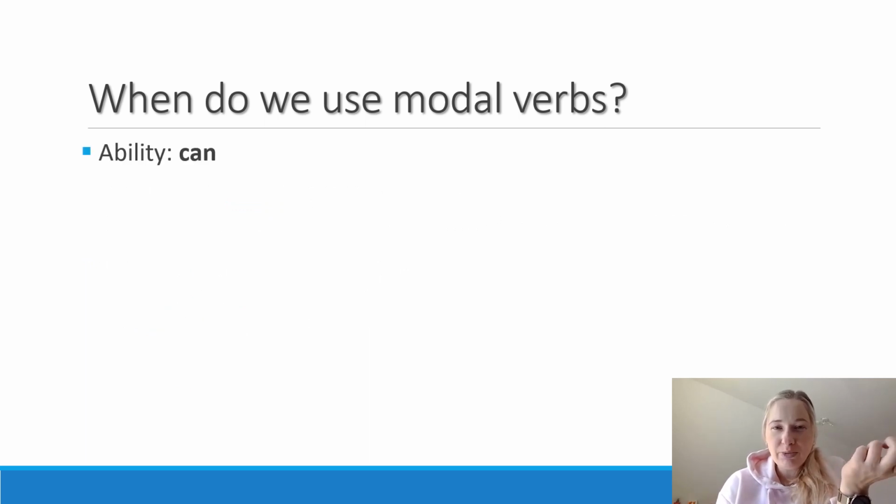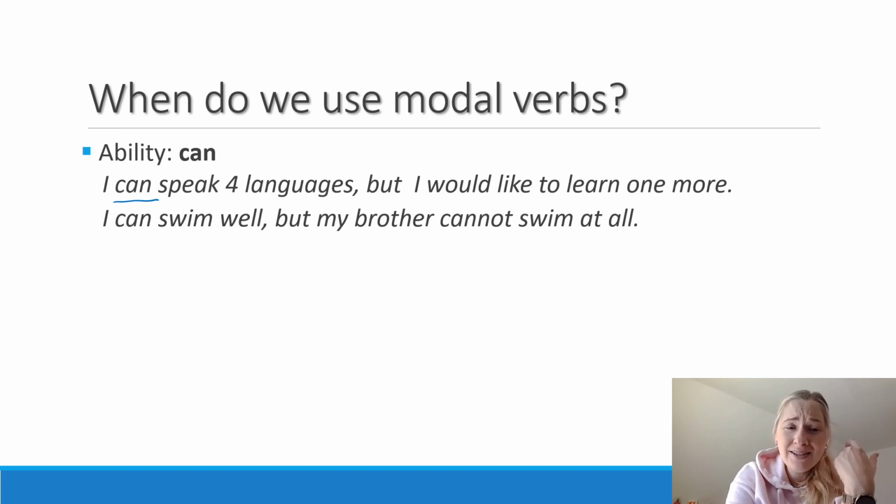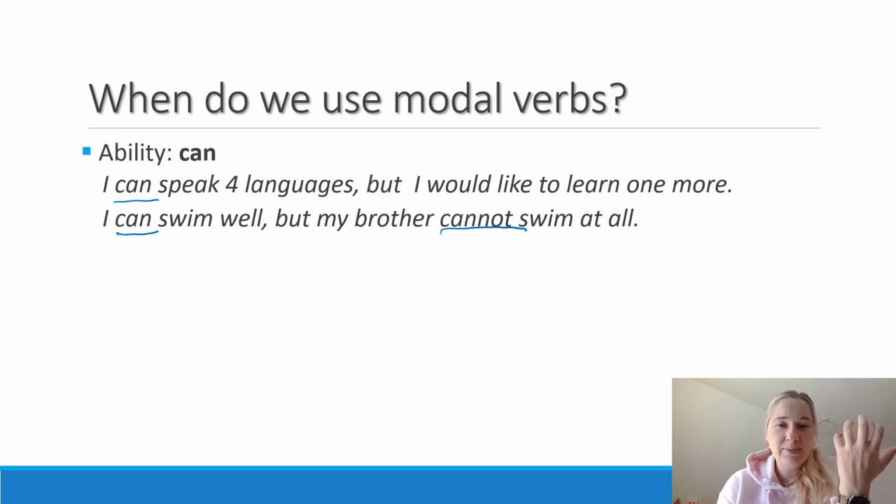If you want to express ability of something, of one or another action, you use the verb can. I can speak 4 languages, but I would like to learn 1 more, meaning I can speak language 1, 2, 3, 4, whatever those languages are. This is my ability. I can swim well, but my brother cannot swim at all. So it's my ability. I can swim. You either can or cannot.